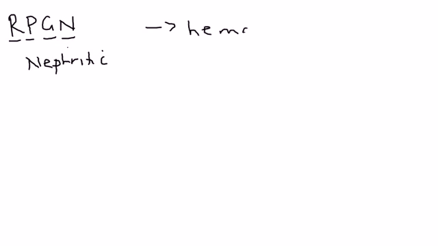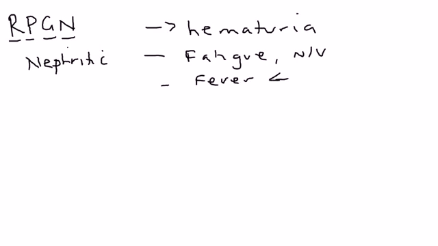So just to recap, RPGN, rapidly progressive glomerulonephritis, is basically a nephritic syndrome. It's basically characterized by glomerular inflammation, and that can lead to symptoms such as hematuria, blood in the urine, fatigue, nausea and vomiting, fever because RPGN can sometimes be caused by an infection.